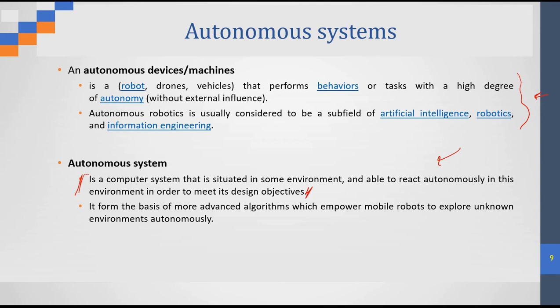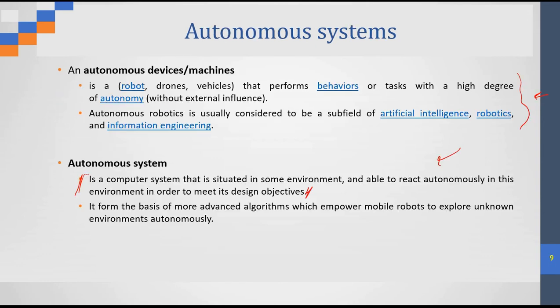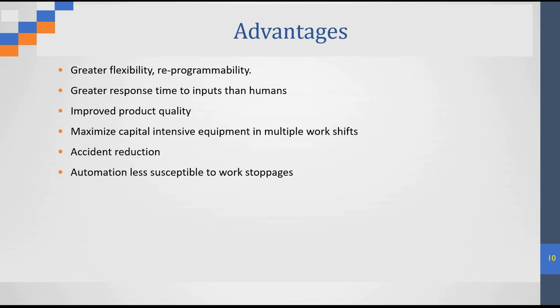Later I have a list of properties. So it's not only a robot, not only a drone, not only vehicles. Another kind of system, even one only in your laptop, can also be an autonomous system. The second point is that it is the basis of more advanced algorithms, which empower mobile robots to explore unknown environments autonomously. Same thing, guys: explore the environments.